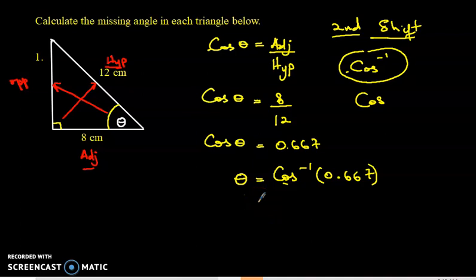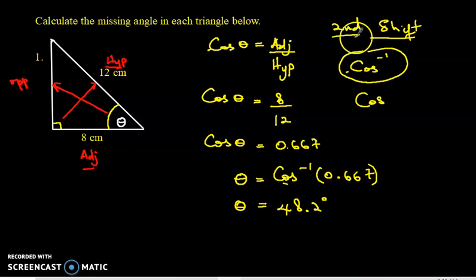So I'm going to plug this in my calculator now and see what I actually get. I press second function, and then when I plug that into my calculator, I get 48.2 degrees. This part is the tricky part, but it's not that hard.